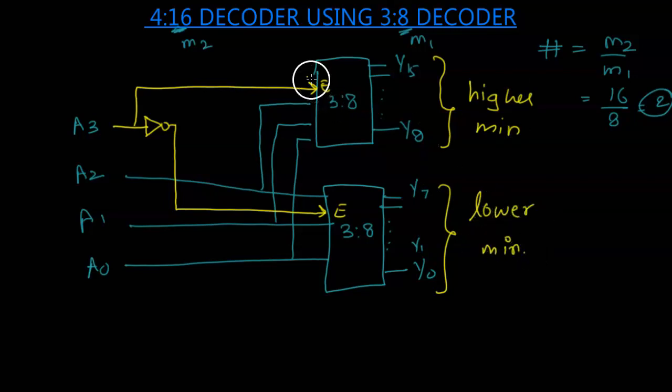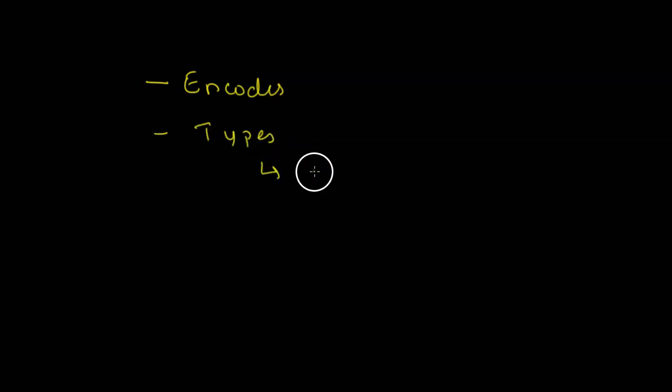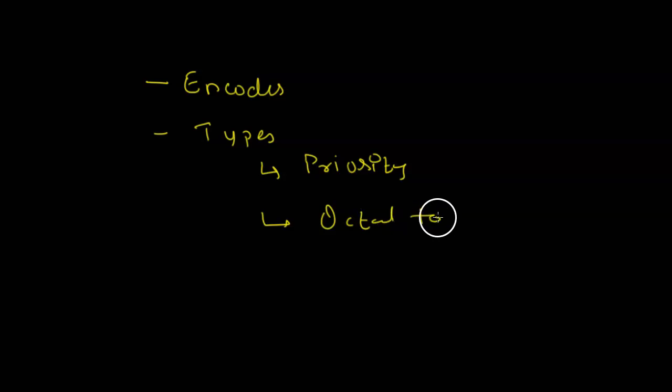So we can create any higher level decoder using a smaller level decoder, and we can use this particular formula to find out how many decoders are needed. In the next video, we will be covering what an encoder is and the different types of encoders, which is very important. Amongst those types, we will discuss what a priority encoder is, and also what an octal to binary encoder is. The working of an encoder is just the opposite of the working of a decoder that we just discussed.